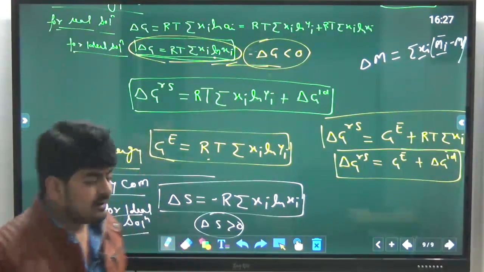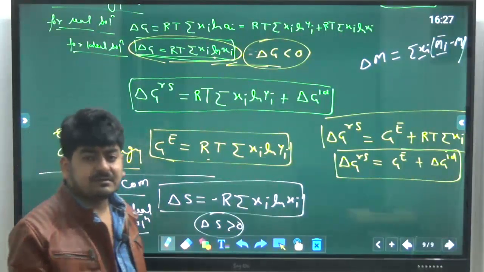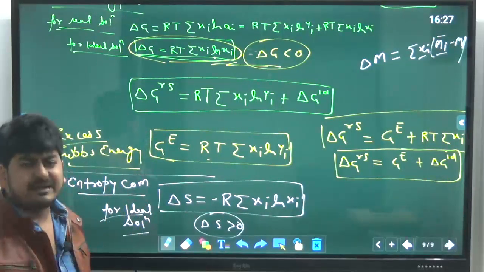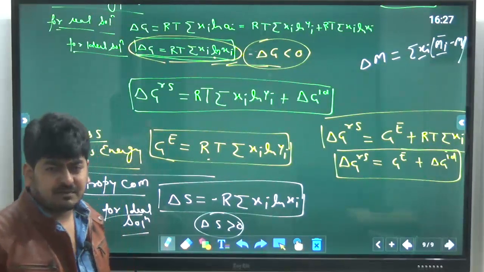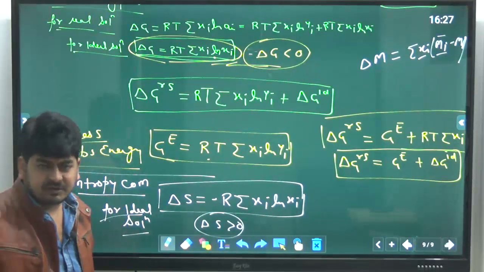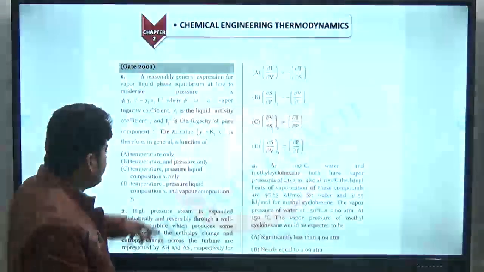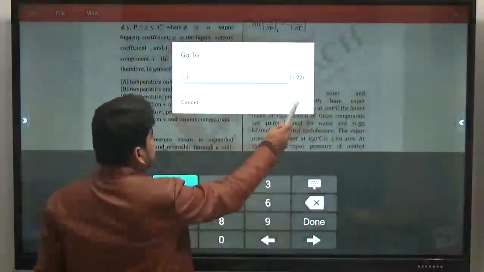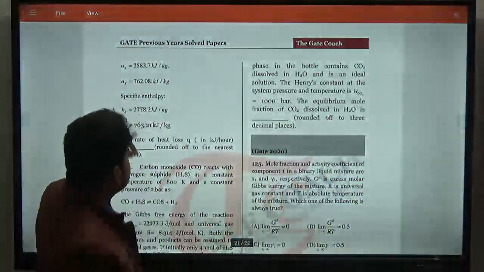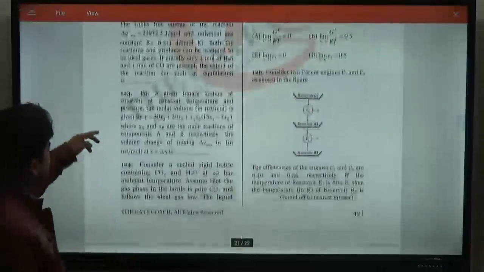It's very simple and easy to understand. For this topic there were several numericals, but one direct numerical was asked in last year's paper, in 2019. Otherwise, every time they ask MCQ type questions only. And what was that numerical? That we can see. This was numerical 123, if you see this.